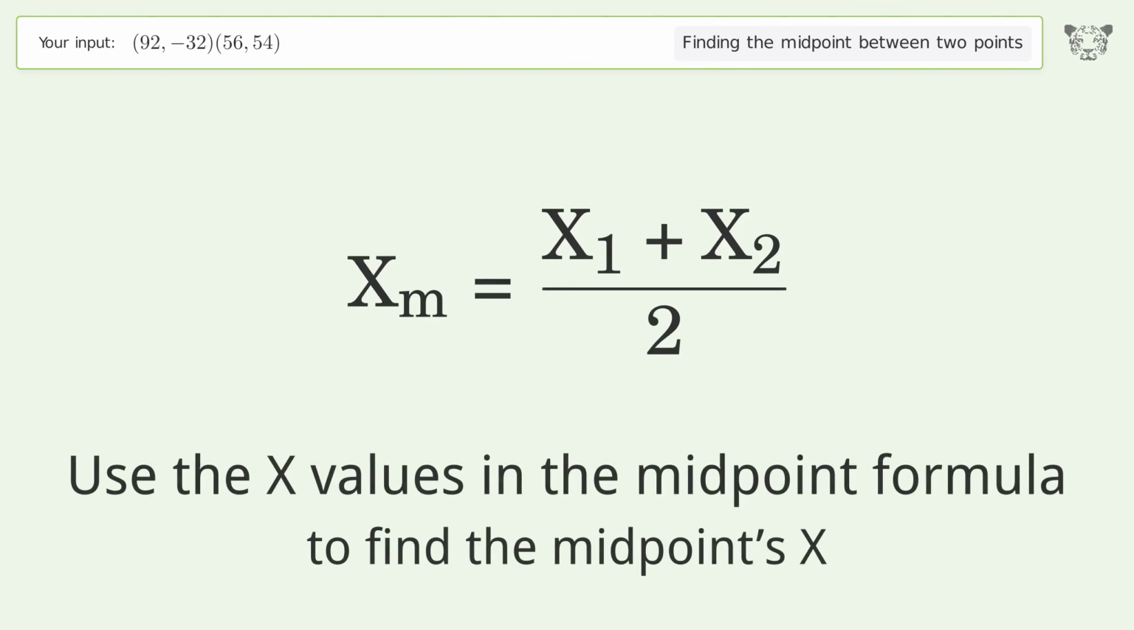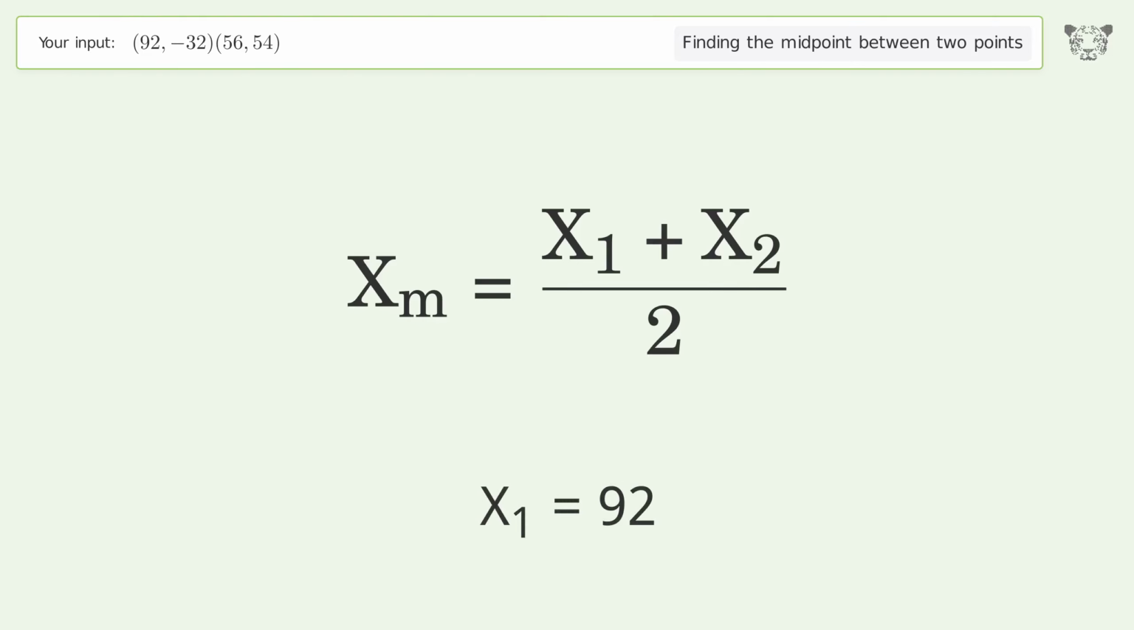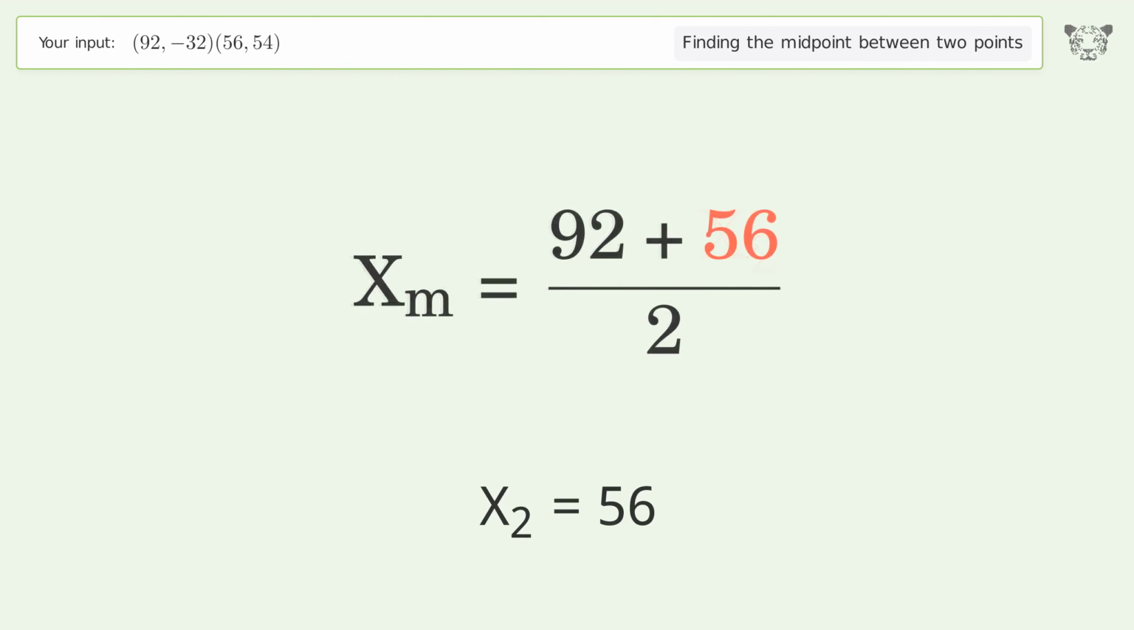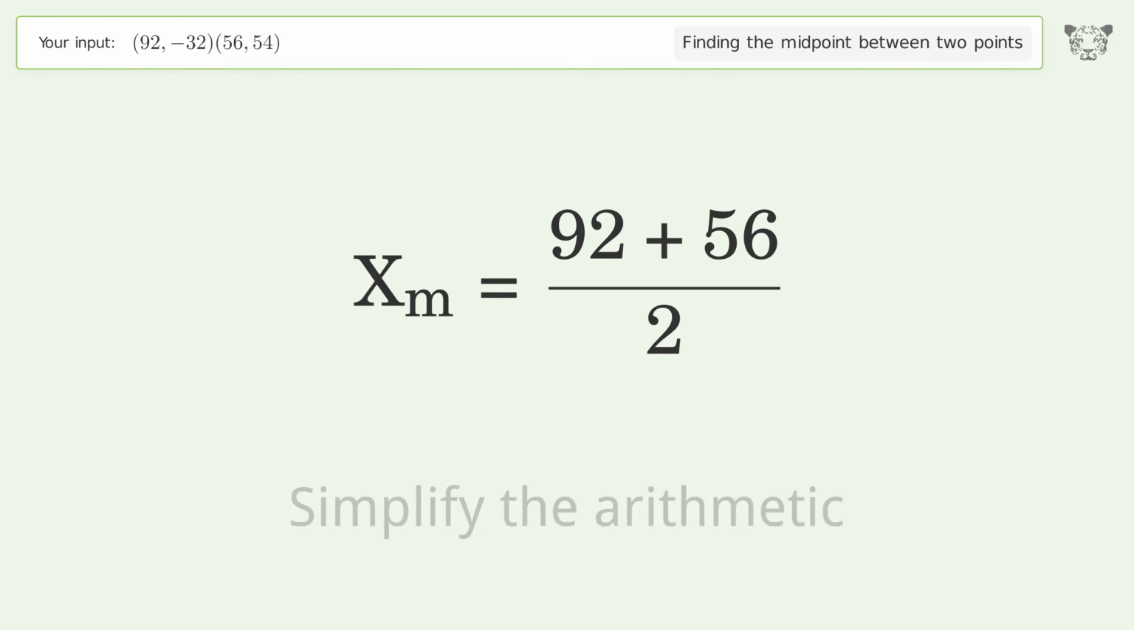Use the x values in the midpoint formula to find the midpoint's x. x1 equals 92. x2 equals 56. Simplify the arithmetic.